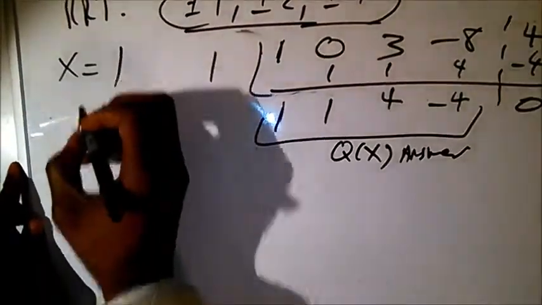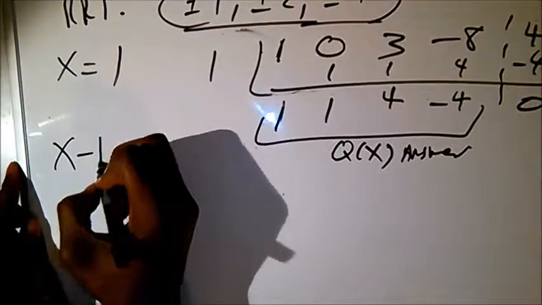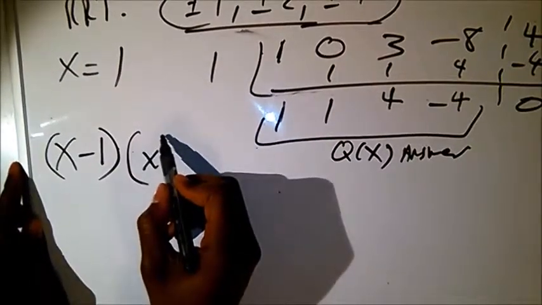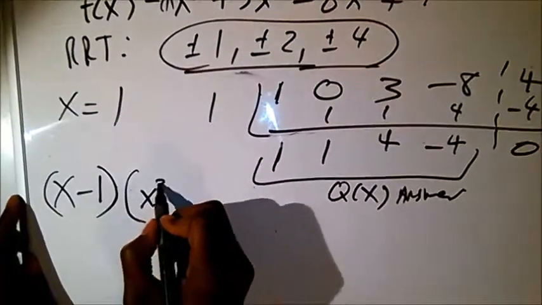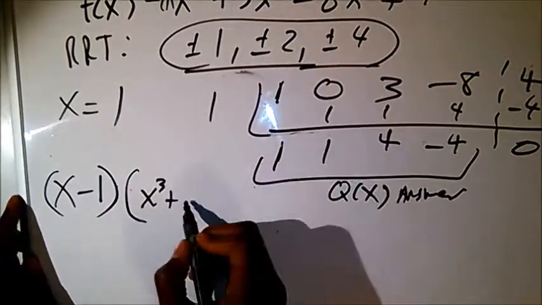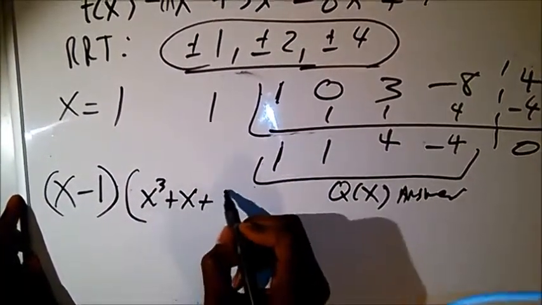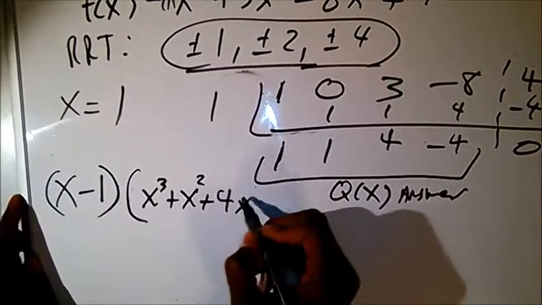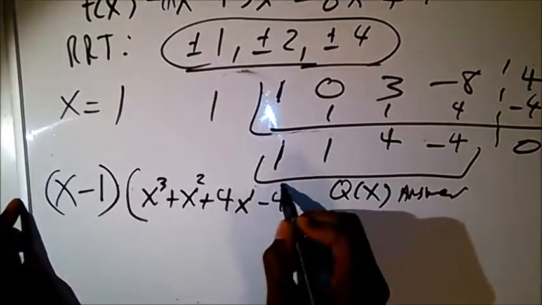So we have this divisor here, and we're going to have this x to the third power, plus x squared, plus 4x first power, minus 4.